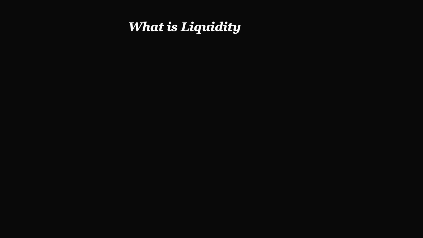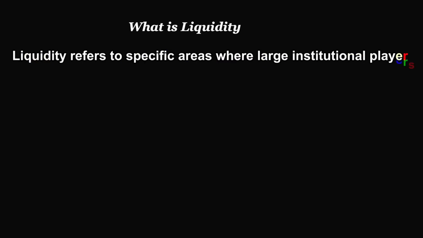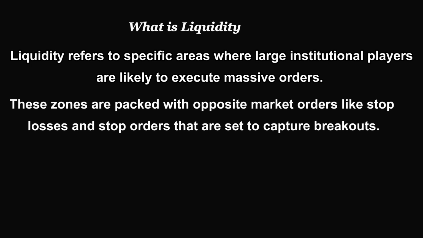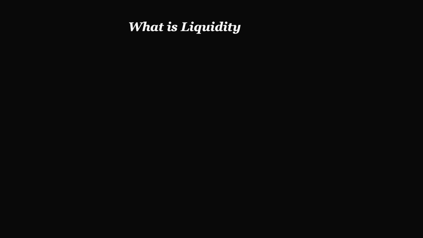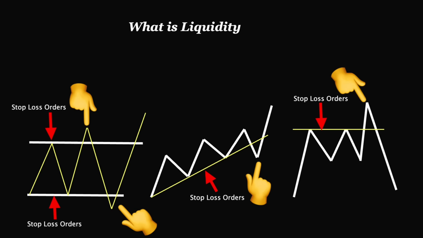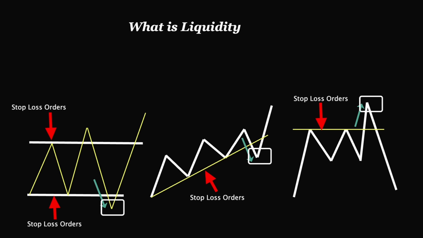So, what is liquidity? In the context of smart money concepts, liquidity refers to specific areas where large institutional players are likely to execute massive orders. These zones are filled with opposite market orders, such as stop losses, and stop orders set to capture breakouts. Think about it. Around key levels like major highs, lows, trend lines, or areas with equal highs and lows, liquidity is waiting. The trick is that smart money often pushes the price toward these zones to grab that liquidity before the real market direction takes shape. This is why traders frequently fall into bull or bear traps.